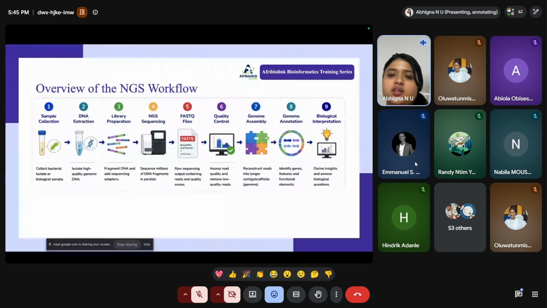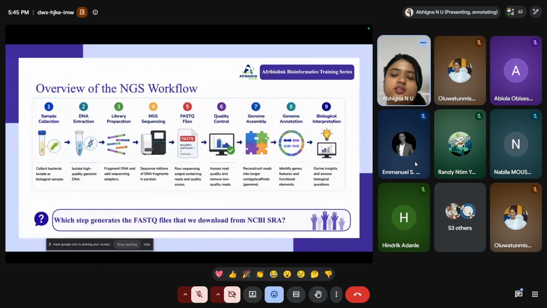Then next it is QC, where quality is analyzed, and low quality reads are removed. And next is genome assembly and variant analysis. And next it is biological interpretation. So again, a question for the audience: which step generates FASTQ files that we download from NCBI SRA?